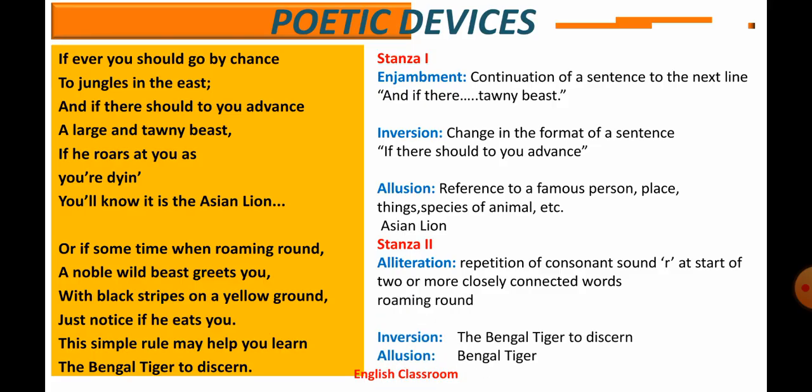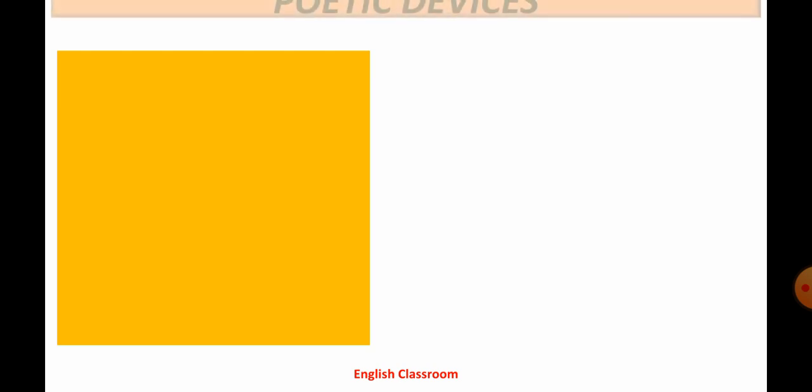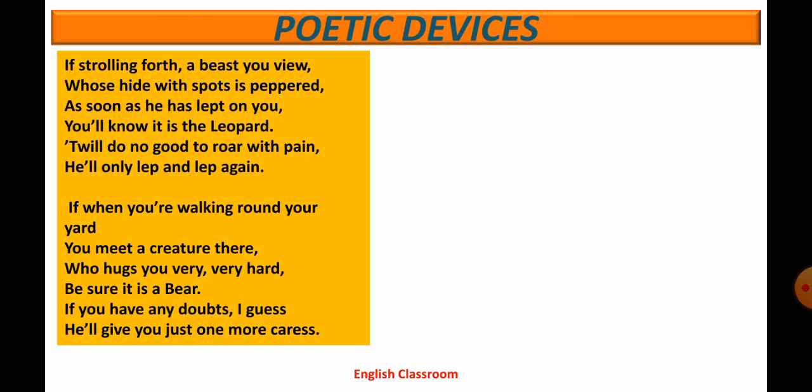Then again in this stanza you can find inversion, where the Bengal tiger to discern. Actually the line should be like this: to discern the Bengal tiger. This should be the proper format of the sentence. Then allusion. Again, Bengal tiger, it's a famous tiger, that's why it is called allusion. Now come to the third and fourth stanza. In the third stanza, you can find here alliteration. Again, you can find "he has," repetition of the sound H.